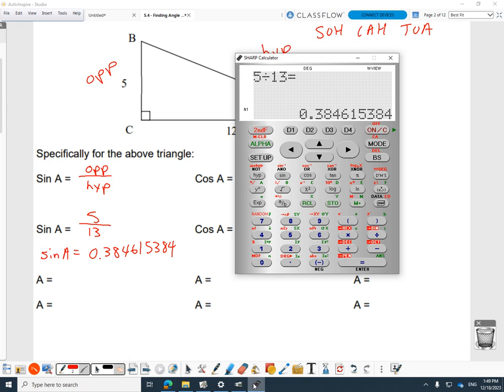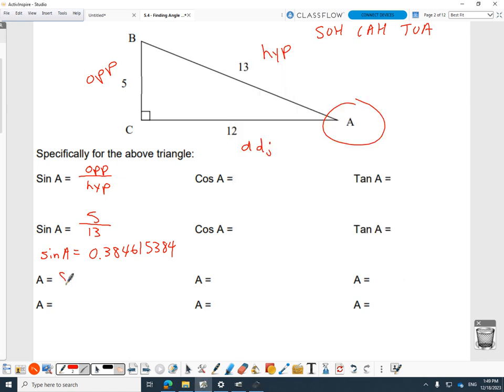That button is specifically designed to take this number, 0.384615384, and get the angle. It's built right into the calculator. How did they do it? Oh, you wouldn't even believe the amount of mathematics that goes into making a calculator figure this out. But they got it programmed in there, folks.